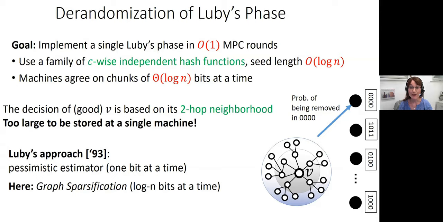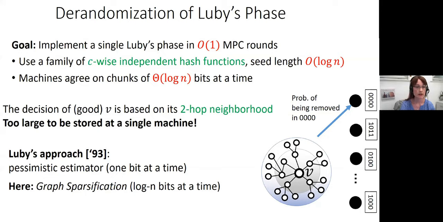In order to compute the seed in a constant number of rounds, I want to do it very fast. I want the machines to be able to agree on a chunk of log n bits in the random seed at a time in a constant number of rounds, okay? So this is what we would like to do.